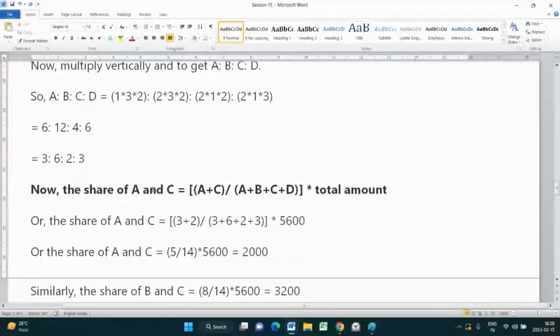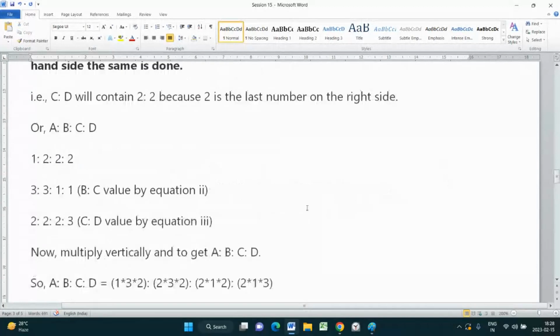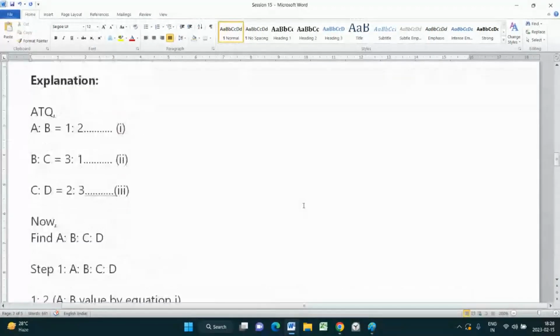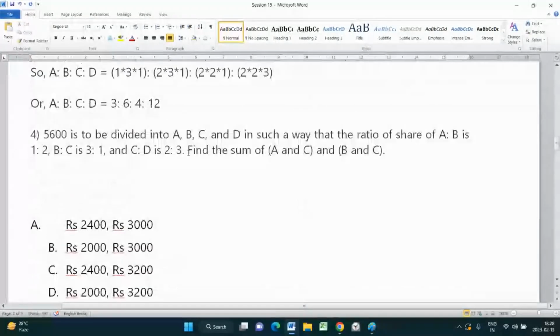Now, what will be the share? So, what is the total portion? 3 plus 6, 9, plus 2, 11, plus 3, 14. It is totally 14. Now, what is the question? The question is, find the sum of A and C and B and C.